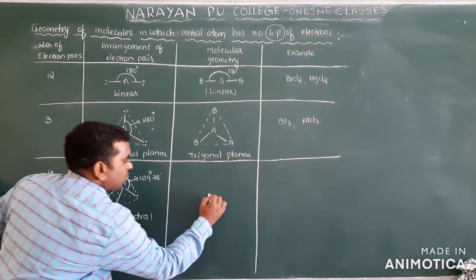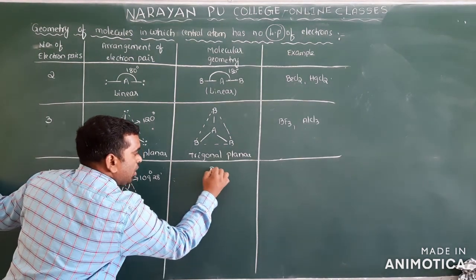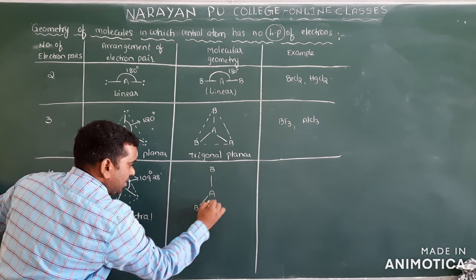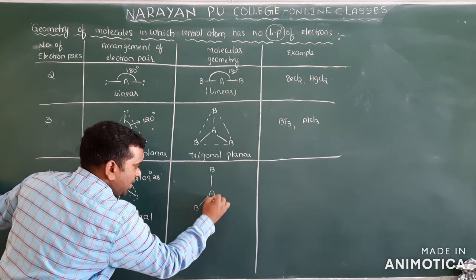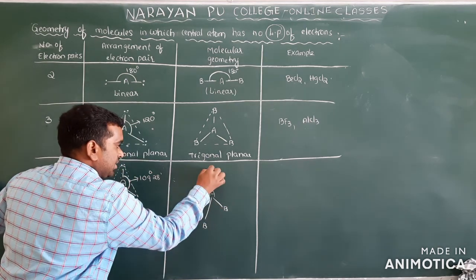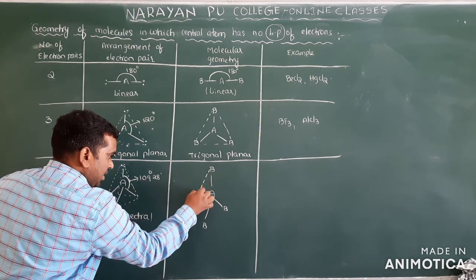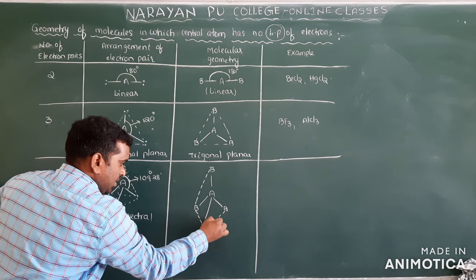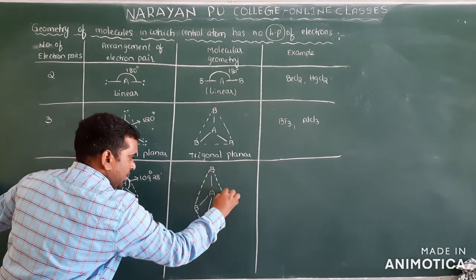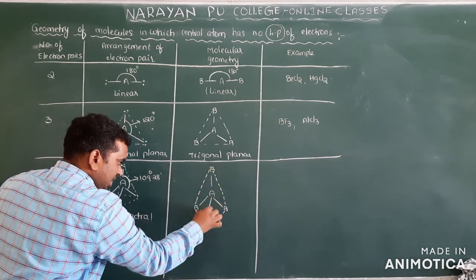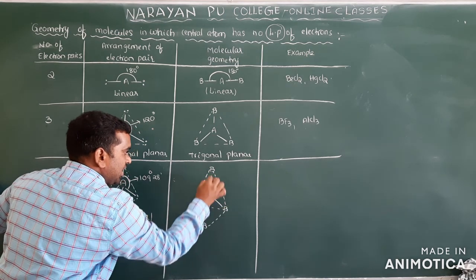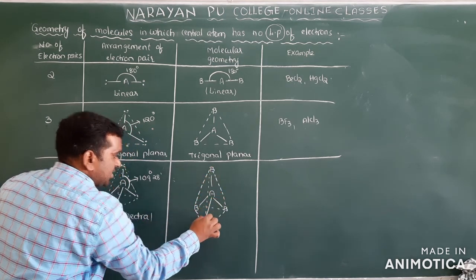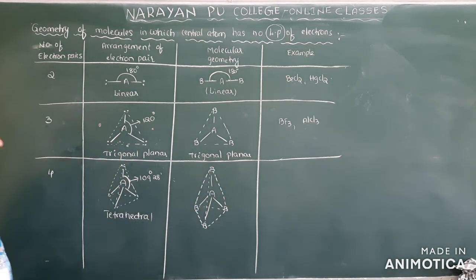So I will write here the shape. A with the molecules B, and here B, and here B, and here B. This is the tetrahedral shape. And you have to connect this and this. This is actually the tetrahedral shape. So what is the bond angle?